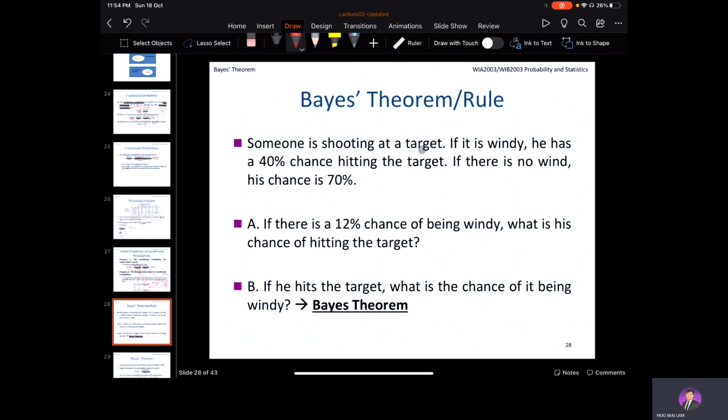For example, you have someone shooting at the target. If it's windy, he has a 40% chance. If there is no wind, his chance is 70%. If there is a 12% chance of it being windy, what's his chance of hitting the target? All right.